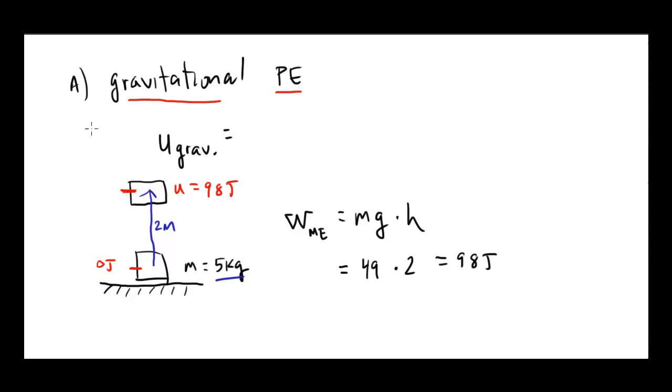So, for instance, you could have called this up here your 0 point, in which case this would have been negative 98 joules. It doesn't really matter, because either way, when the block goes down, the potential energy decreases by 98 joules. It either goes from 98 to 0, or from 0 to negative 98. Either way, the change is that it goes down 98 joules.